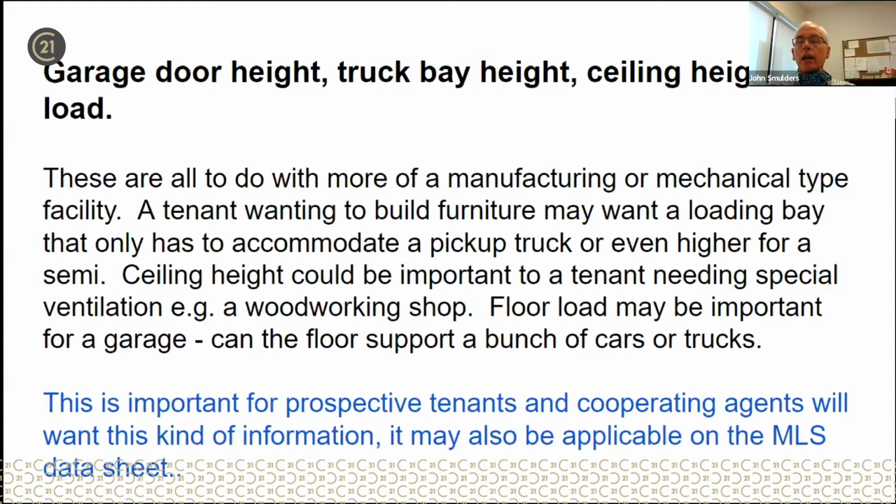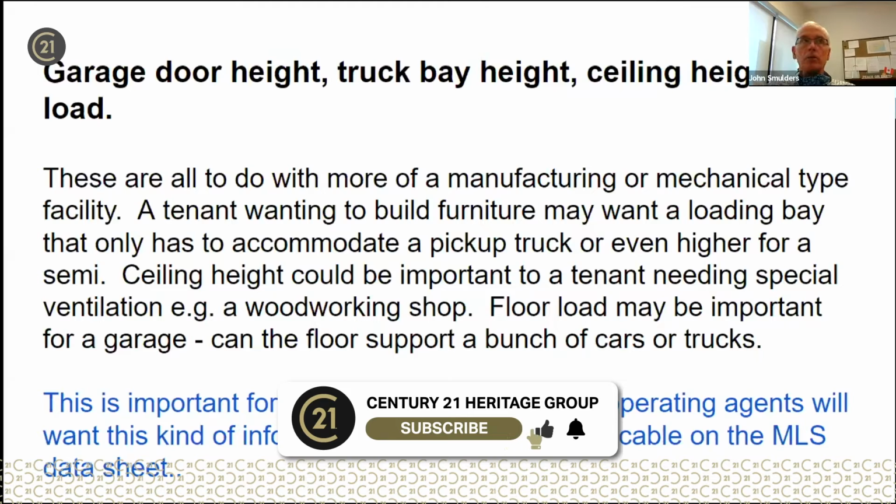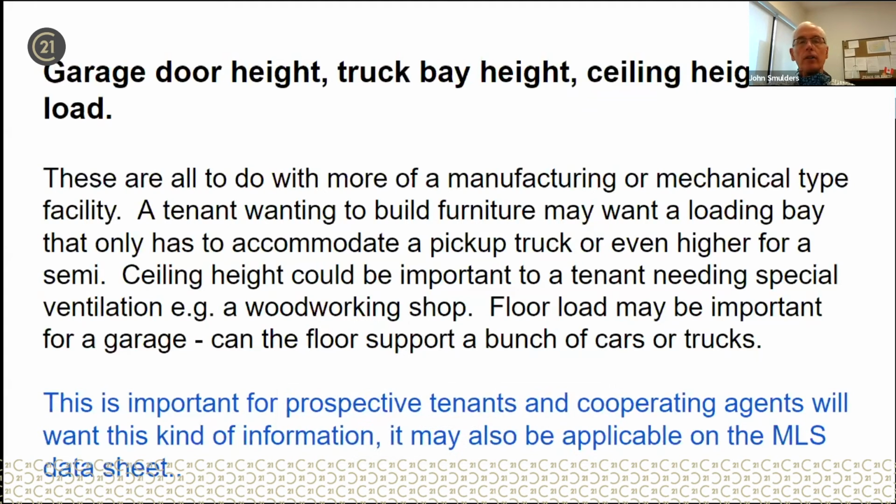The truck bay height is another really important one. What's meant by that is, if I back a truck up to a door, how high is the loading bay? Is the loading bay good for a pickup truck? Does it need to have a semi truck in there? A dump truck, or however high, that kind of thing. This is really important information to put on an MLS data sheet.